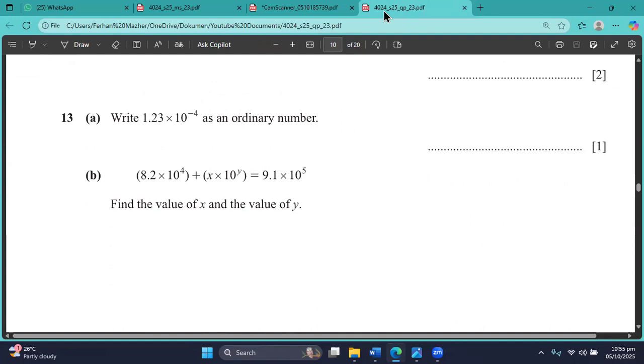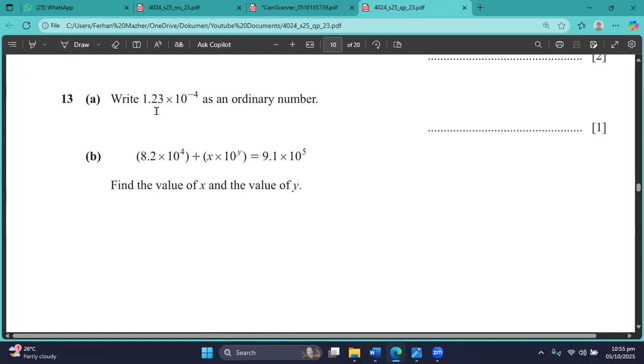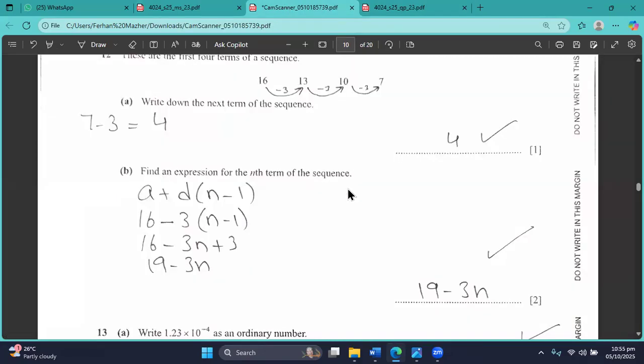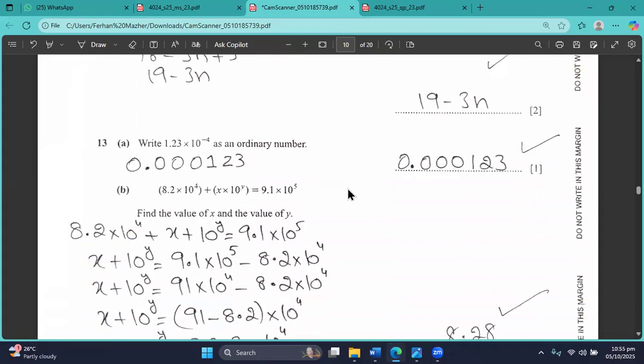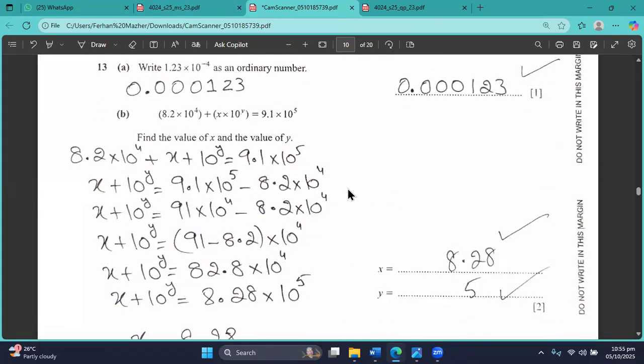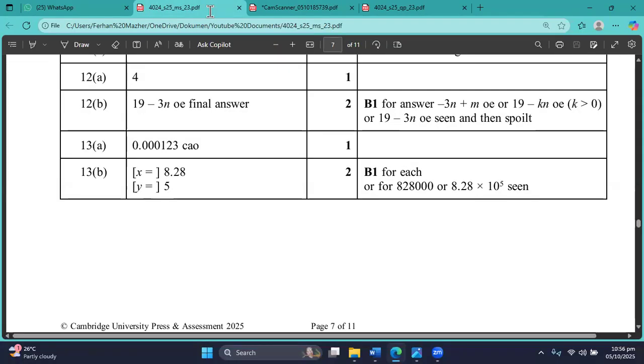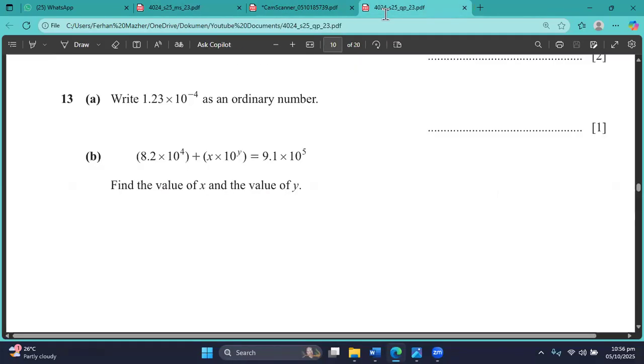Okay. Now we have the question number 13. It says write 1.23 into 10 raised to power minus 4 as an ordinary number. So I will move this decimal towards the left 4 steps. So let me show you. So it will become 0.000123. 0.000123. Yeah, the answer is right. Straightforward, simple question.